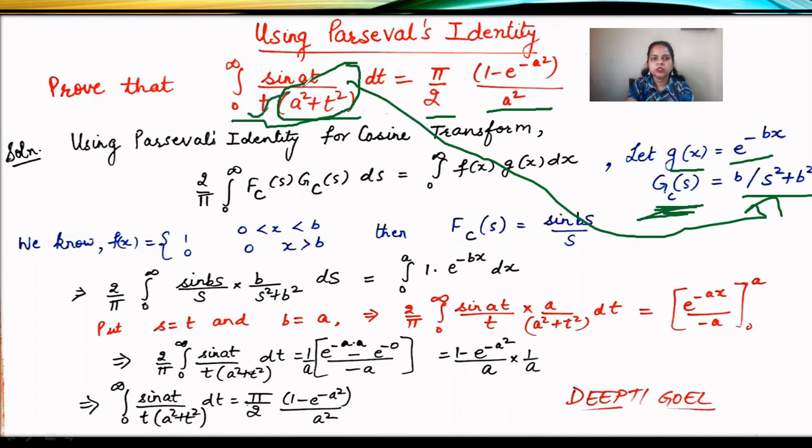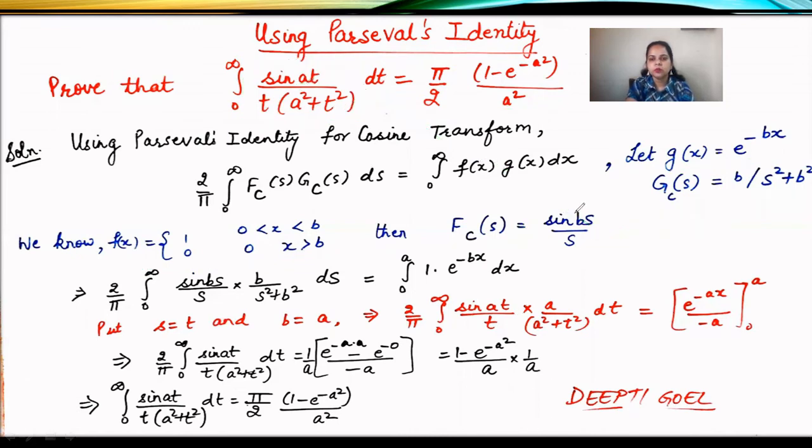So the remaining function which is left is sin(at) by t. So we have to think of a Fourier sine transform or cosine transform which has the form of sine of bs upon s. If we choose the function f of x as 1 for x lying between 0 to b, and 0 for x greater than b, then the Fourier cosine transform of that function is sine of bs upon s. So this sine of bs upon s is related to the sin(at) by t, and 1 upon a square plus t square is related to the cosine transform of the function e to the power minus bx. So we will now apply the Parseval's identity for the cosine transform.